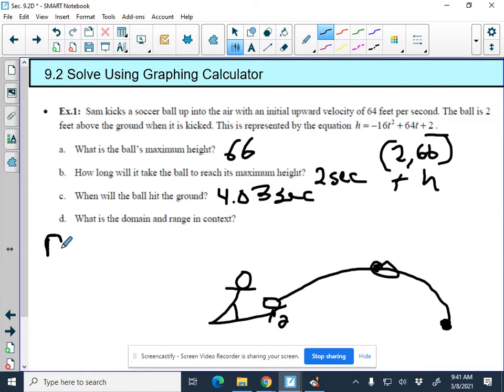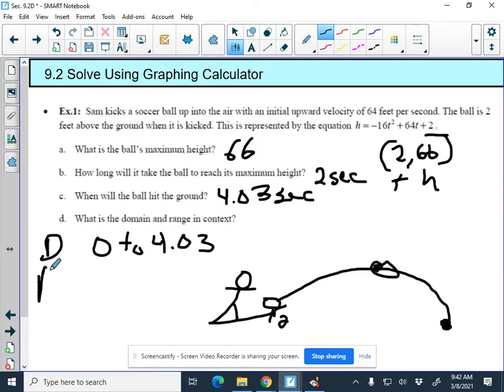Domain is for the first time going to be different. The domain is from 0 seconds to 4.03 seconds. You're like, what? Why isn't it all real? Because when he kicks the ball, 0 seconds is the start. And when it hits the ground, that's when it ends. And that's the whole domain. So X is only from 0 to 4.03 seconds.